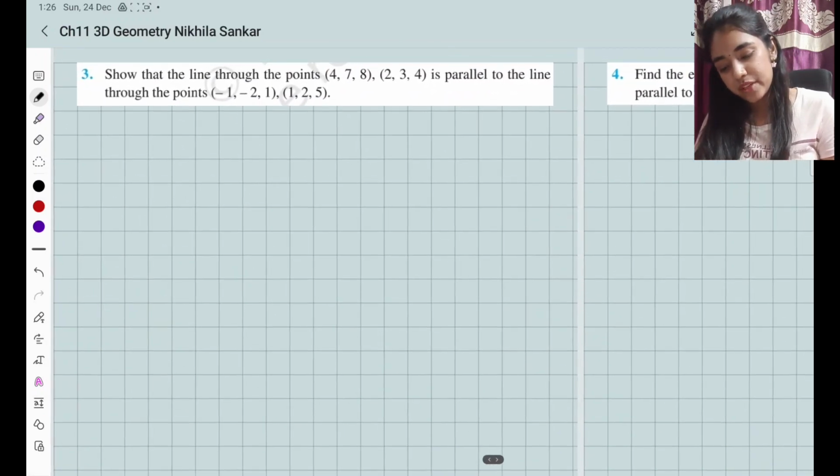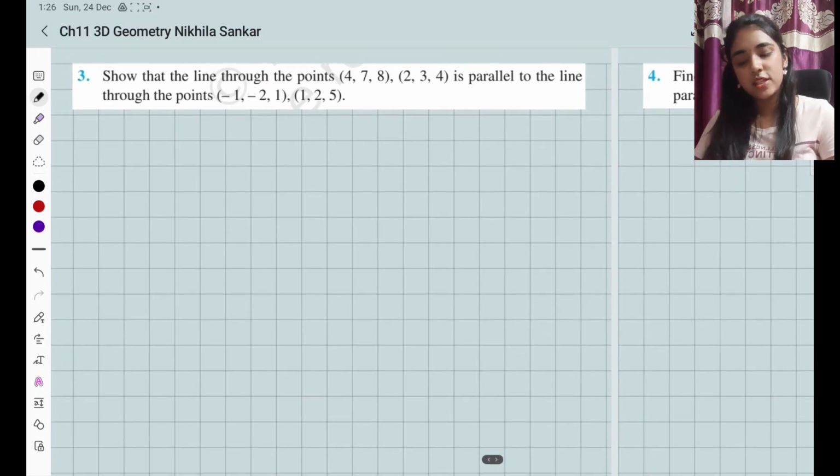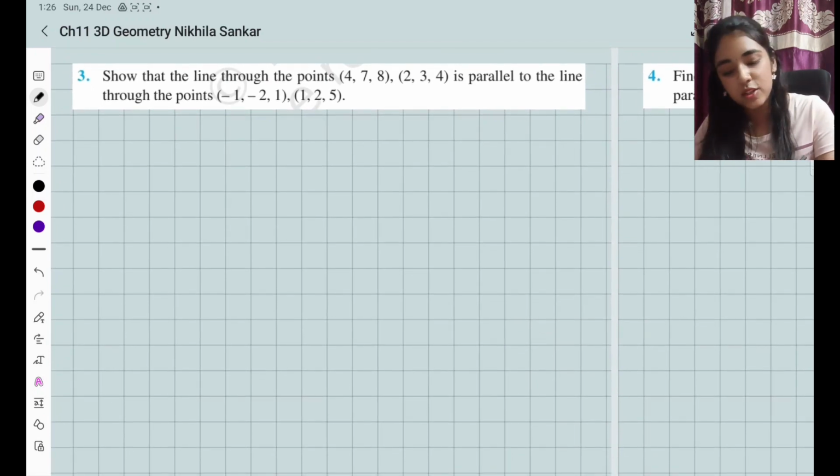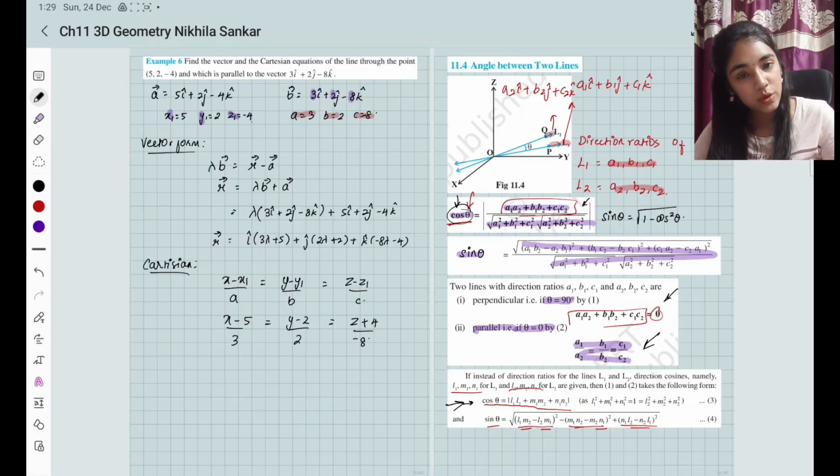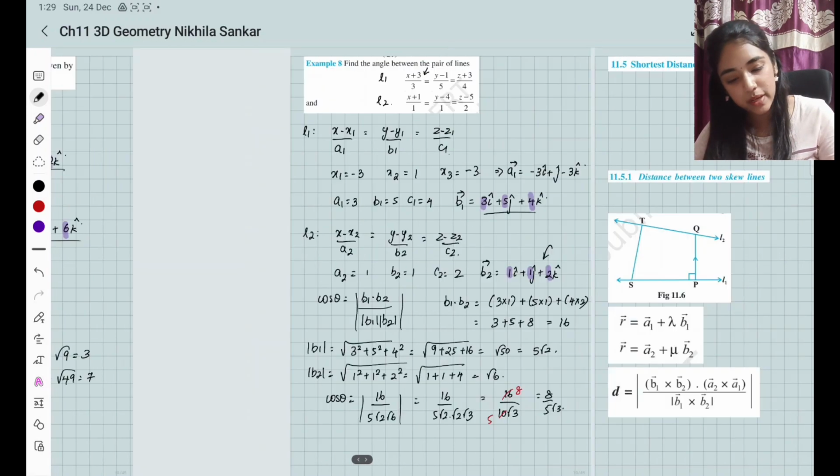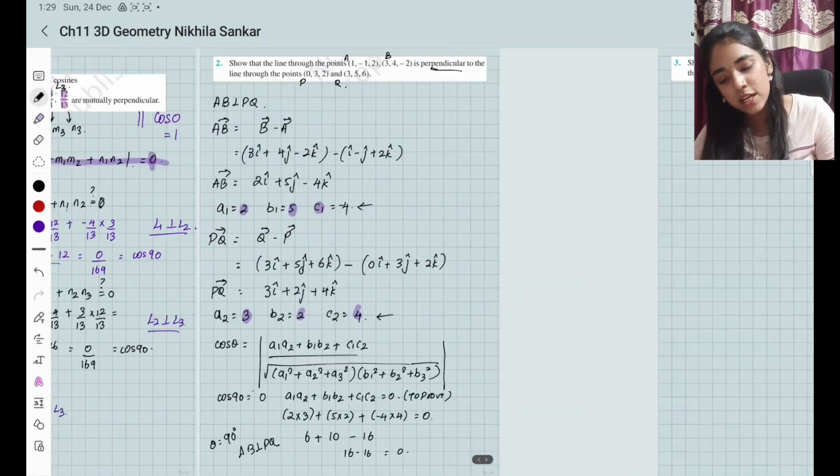Question number 3. Show that the line through the points 4, 7, 8 and 2, 3, 4 is parallel. Now we have been looking at perpendicular so far. What does parallel mean? It is going to be A1 by A2 equals B1 by B2 equals C1 by C2. This is what we have to prove from the formula. So what do I have?